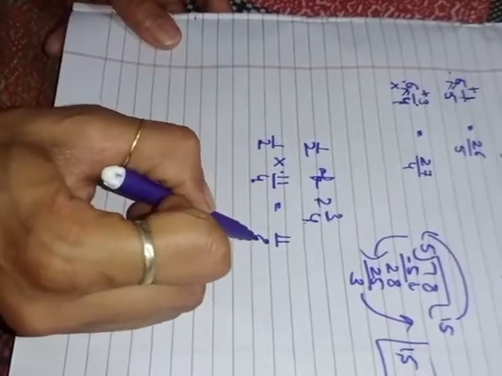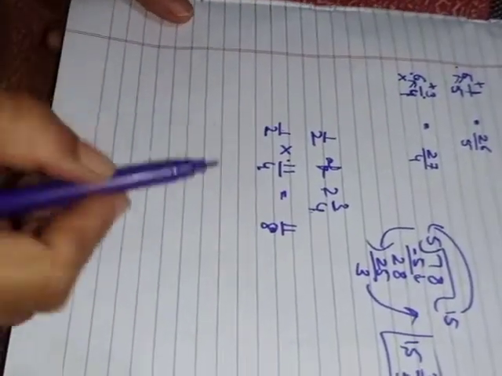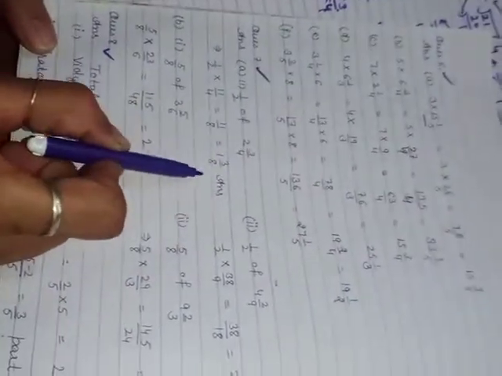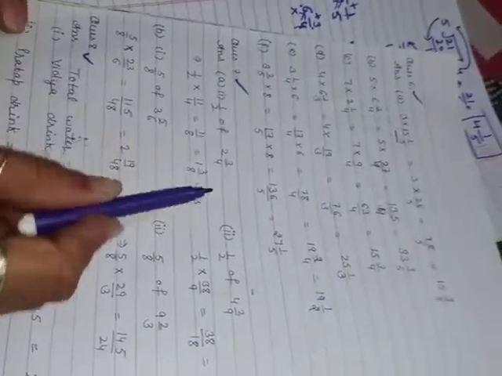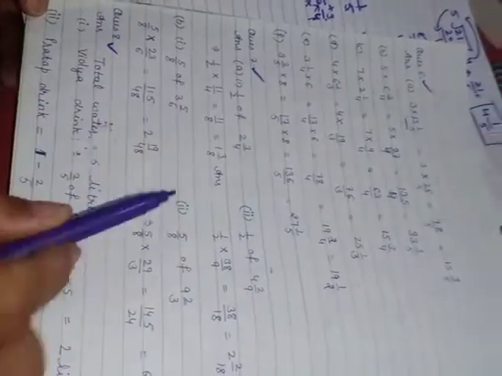So 4 2s are 8. Clear? Again we will change it into a mixed fraction. So when you change, you get 3 by 8. So the same procedure will be followed in all the parts. Now come on to the 8th sum.